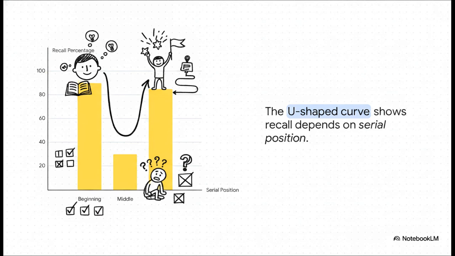As we move into the middle of the list, recall drops significantly. That forms the trough of the U-shape. And finally, at the end of the list, recall probabilities spike dramatically upward again. It's not uniform. Human memory doesn't treat all information equally. It treats information based on its spatial and temporal position in a sequence.